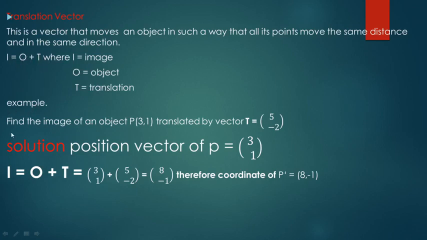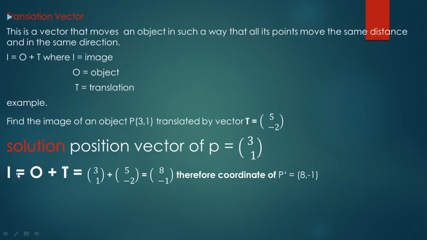An example: find the image of an object P, which is (3, 1), translated by factor T, (5, -2). Remember, the translation factor is (5, -2). Now, to find the position vector, first of all, we write P in terms of position vector of P. It is (3, 1) in column form.